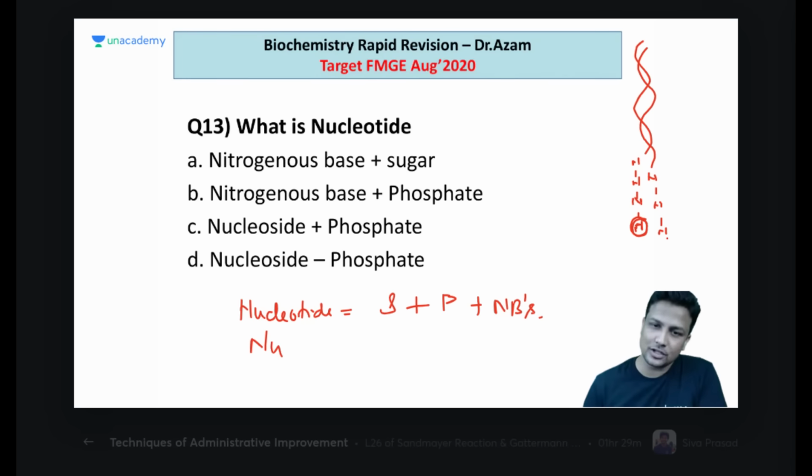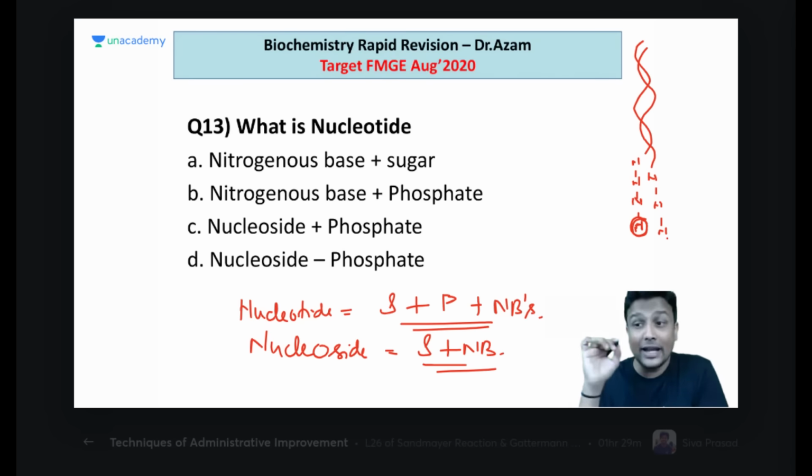And now, my dear friends, what is a nucleoside? A nucleoside is only a sugar molecule along with the nitrogenous base. That's all. If you remember these two things, you will never make a mistake in these types of questions. So a nucleotide is sugar, phosphate, and nitrogenous base, and a nucleoside is only sugar along with the nitrogenous base. There is no phosphate group. So what is a nucleotide? It is nothing but the nucleoside plus the phosphate group. Lovely.